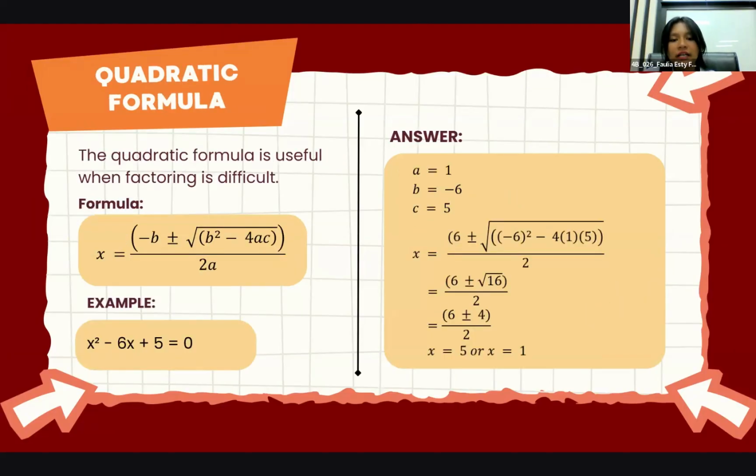Next, let's learn about quadratic formula. Now, the quadratic formula is useful when factoring is difficult. The formula is x equals negative b plus or minus square root of b squared minus 4ac, over 2a. Do you understand, student? Yes, Miss. Okay, let's look at the example. X squared minus 6x plus 5 equals 0. What's the solution?